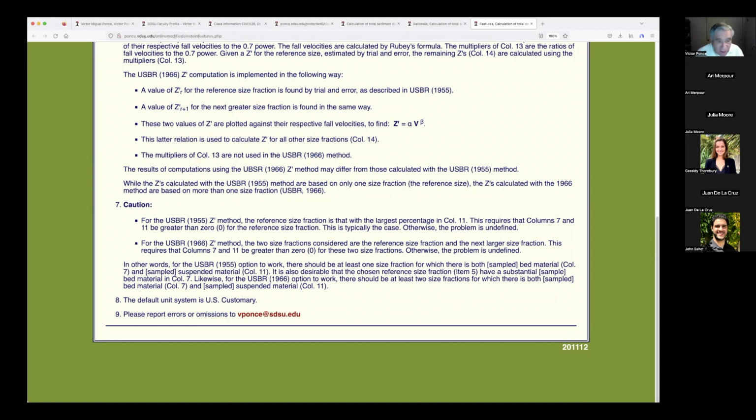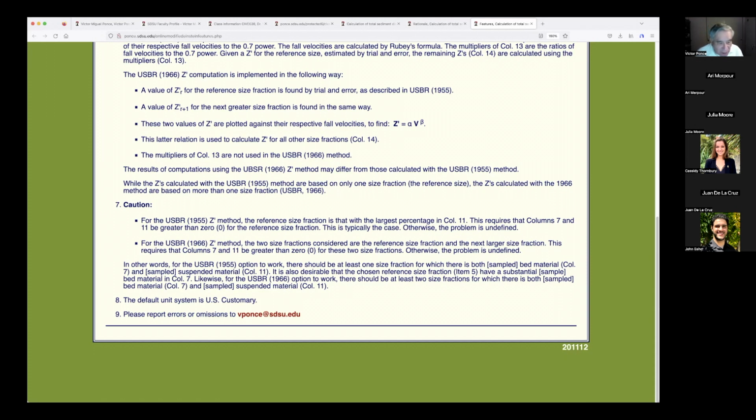For instance, what we say in here for the caution, and I put these cautions in here because it has happened to us. For the USBR Z method, the reference size fraction, 1955 Z method, in other words, the original method, the reference size fraction is that with the largest percentage in column 11. This requires that columns 7 and 11 be greater than 0. Otherwise, if one of them is not greater than 0, it doesn't work. You can't pivot because you don't have a place to pivot.